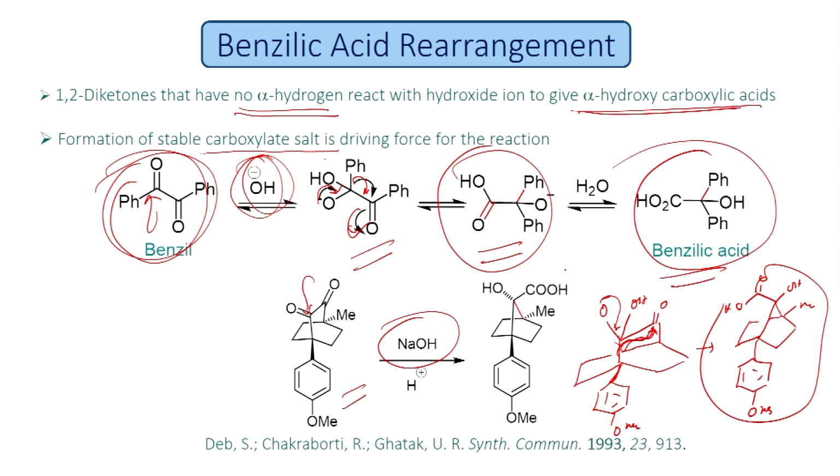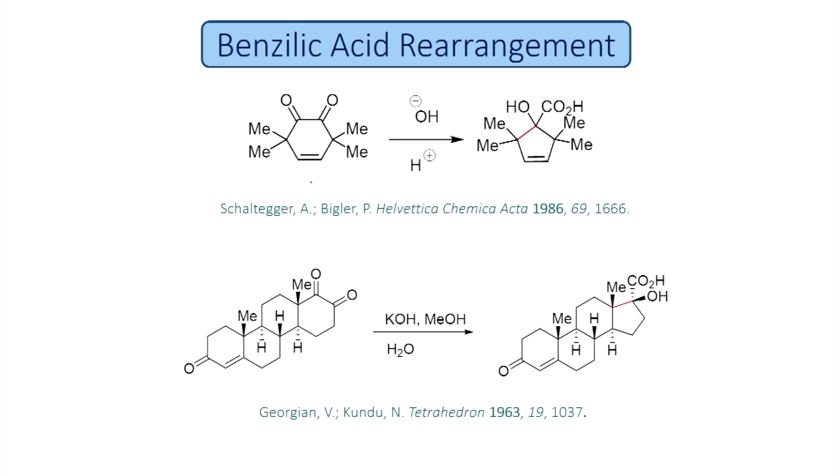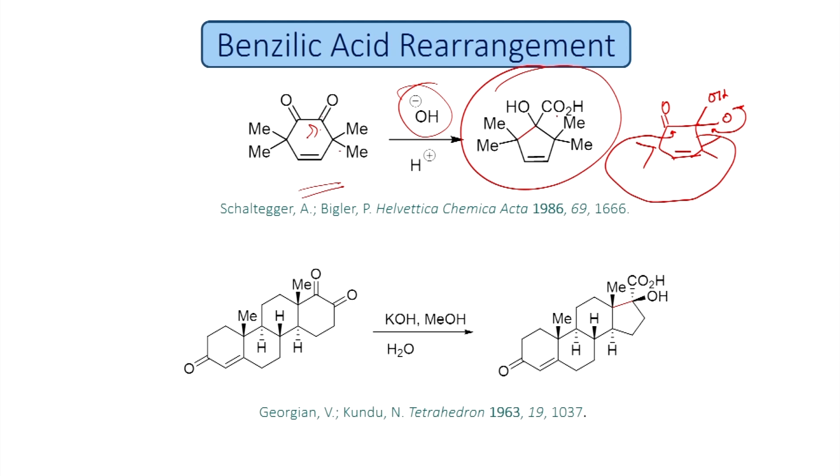The next example involves a reaction of this diketone. This also does not have the alpha hydrogen, you can see here. When you react with the hydroxide ion, it can undergo addition reaction with one of the carbonyl groups. Suppose the reaction takes place here. So this can now react here, then this can go here, it can undergo addition reaction, and you will be able to get this carboxylic acid as a product.